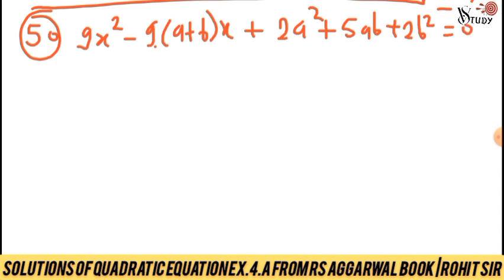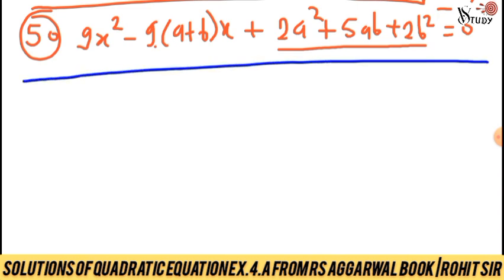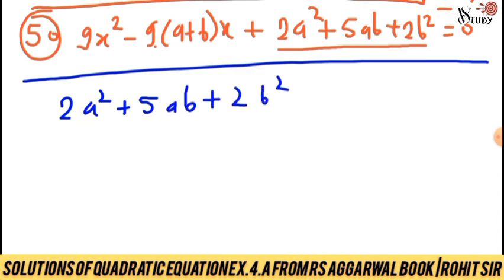Now first we are going to factorize this. Let's do it. 2a square plus 5ab plus 2b square. Now multiply this and this. Think of it as a quadratic equation in a. Here a is the variable and b is a constant.